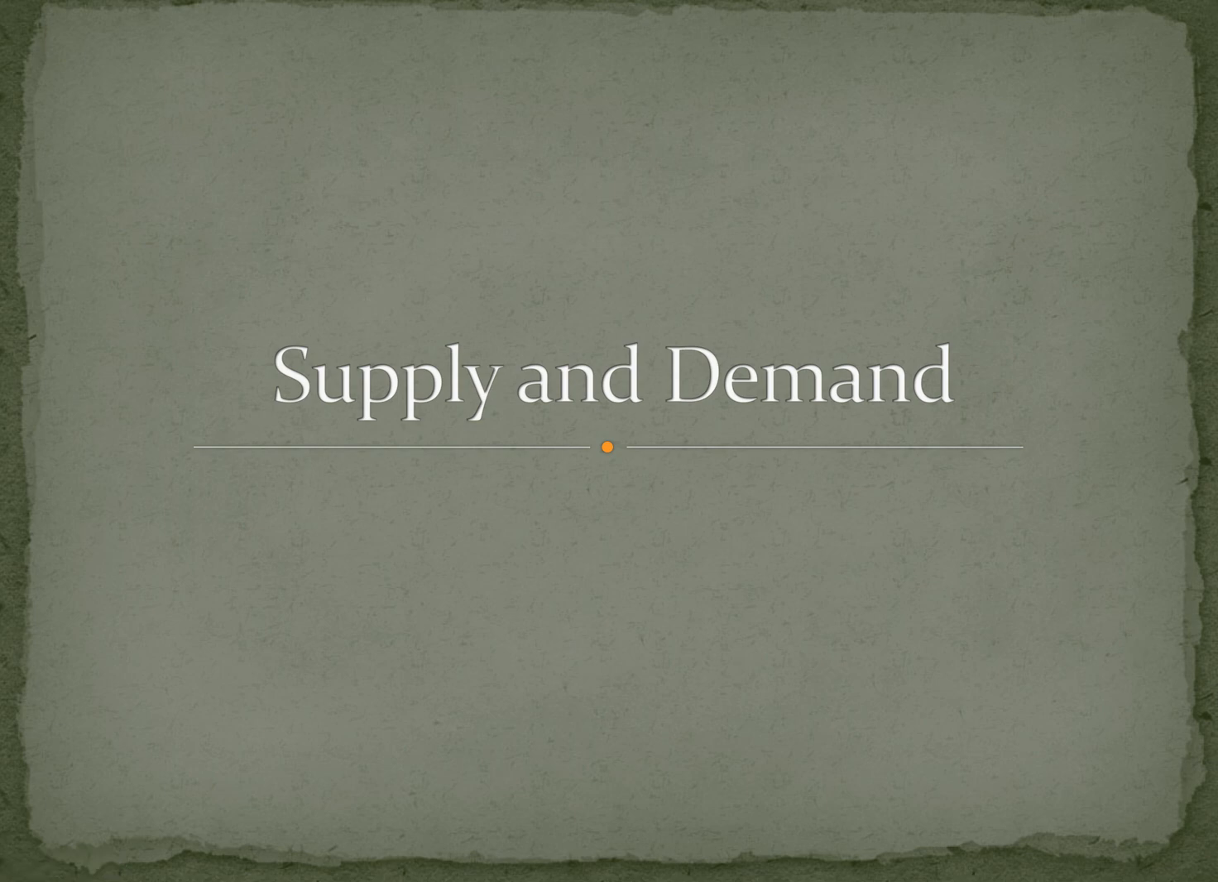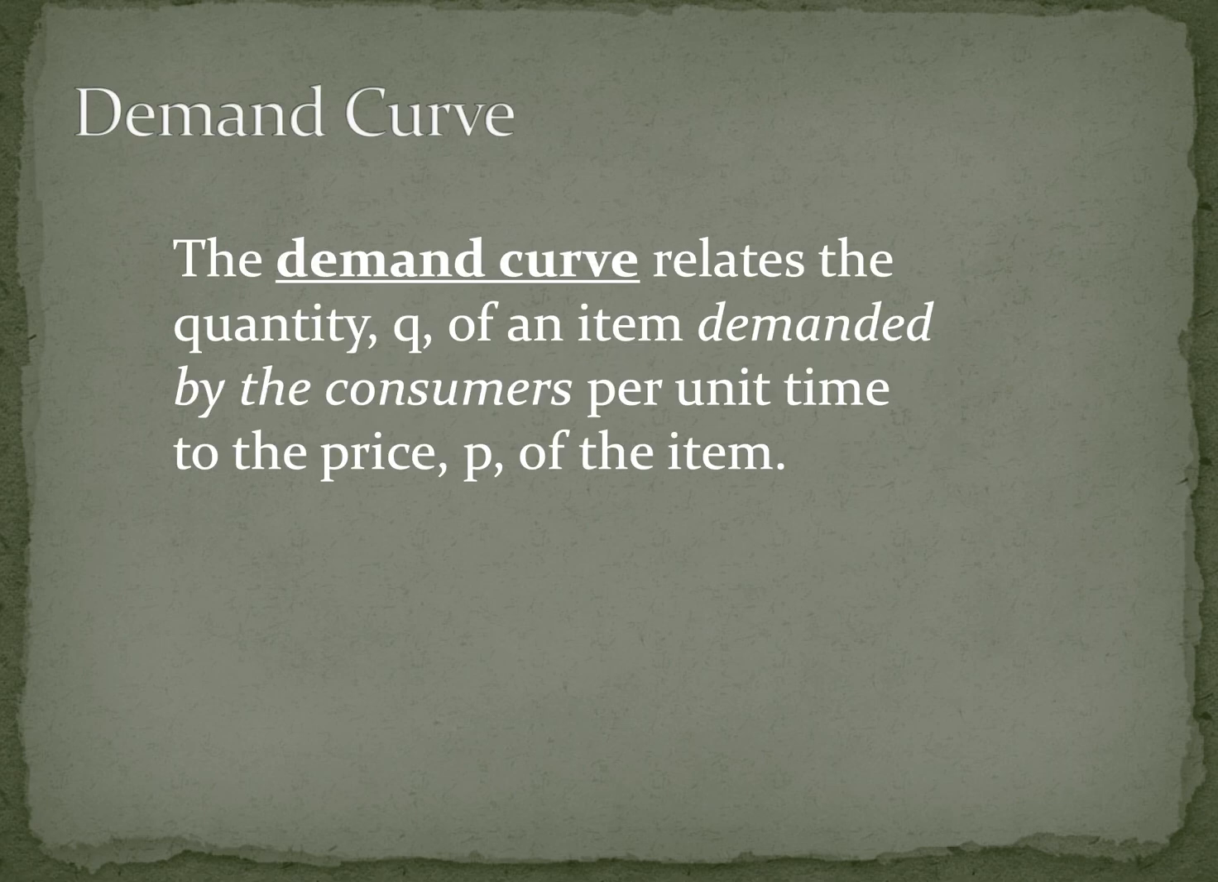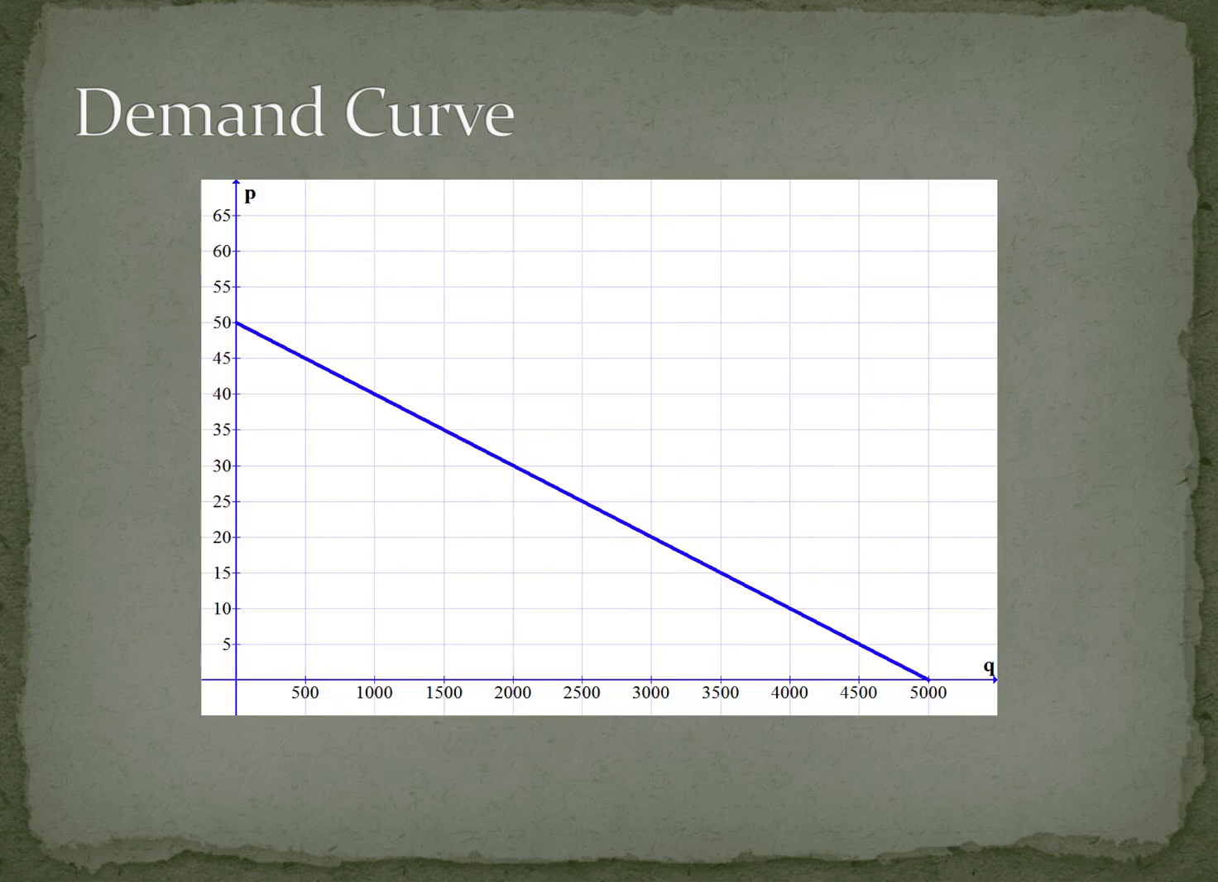In this video, we'll introduce supply and demand. The demand curve relates the quantity Q of an item demanded by the consumers per unit time to the price of the item. Here we have a linear demand function.